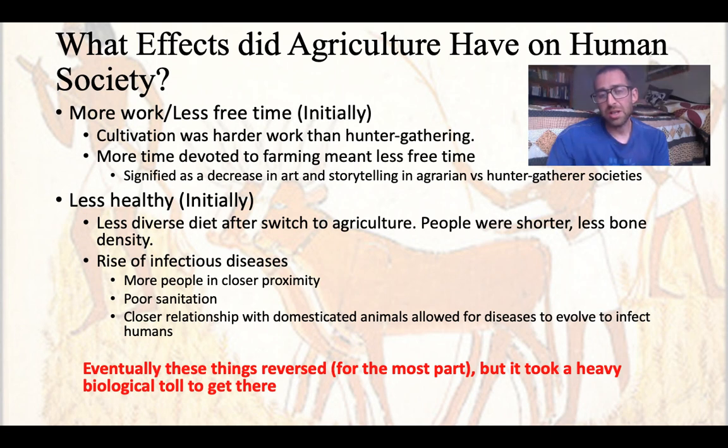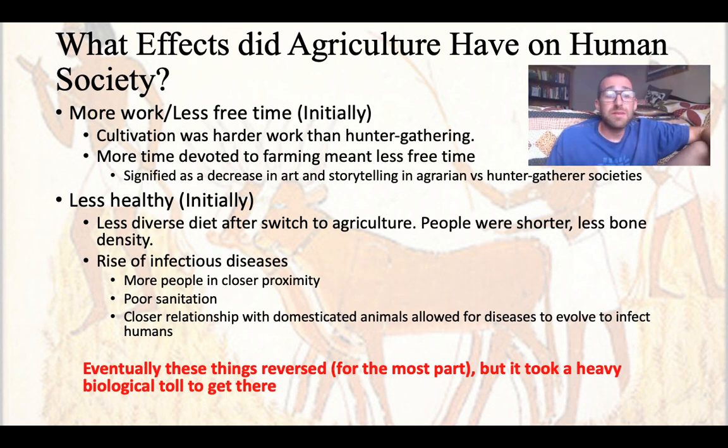They began specializing in growing certain crops, and that led to a less diverse diet. As a result, we see right when that switch occurs that people became shorter and had less bone density, and these are signals of a worse diet. We also see a rise of infectious diseases.